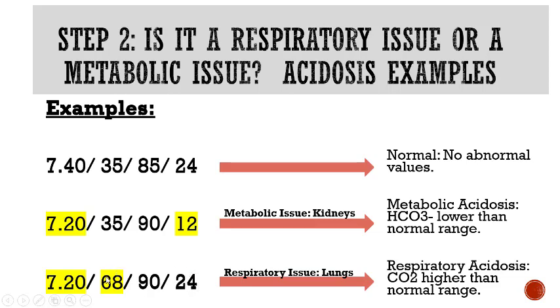The alkaline side of this blood gas is totally normal. So what is causing this blood gas to be acidotic is this high acid right here. CO2 is the acid and it's elevated. So this is a respiratory issue. This is the lungs. This would be considered a respiratory acidosis. The CO2 is higher than the normal range.